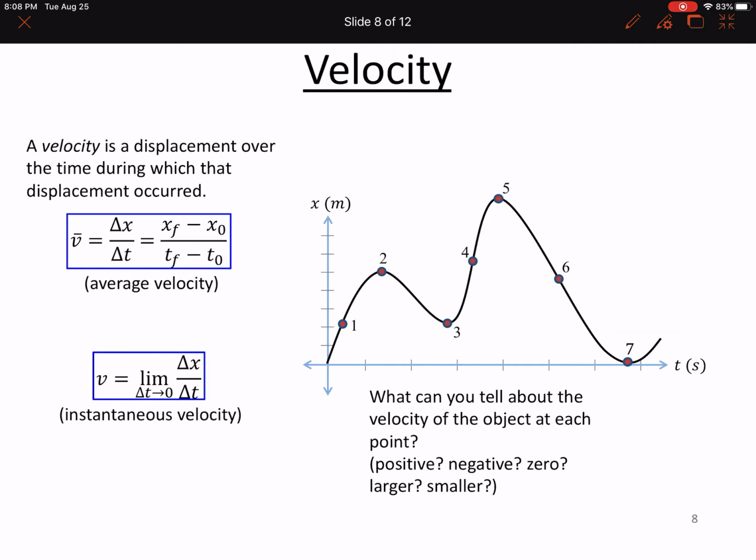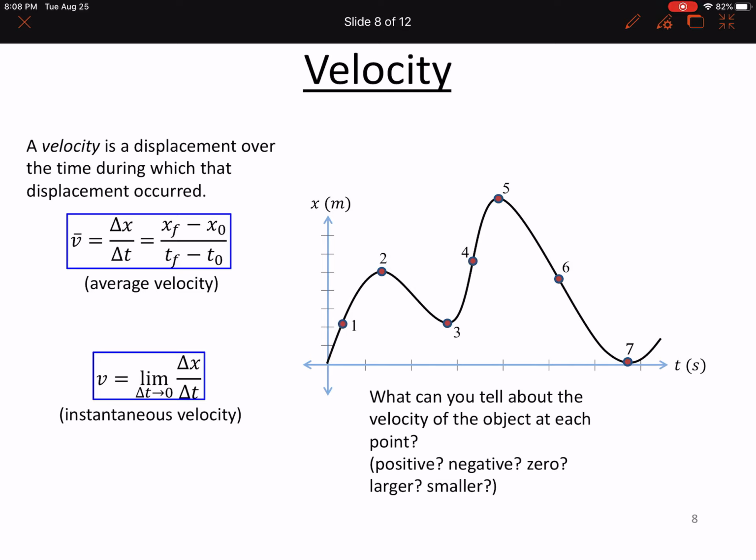In calculus terms, this is a derivative of the function of position. So if you know what the position of an object is doing over time, then you can take its derivative and find out what its instantaneous velocity is at any moment in time. We're not doing derivatives here, but if any of you have a little bit of background there, that's a side note. So let's look at the question here. What can you tell about the velocity of the object at each point? So 1, 2, 3, 4, 5, 6, 7. Positive, negative, 0, larger, smaller.